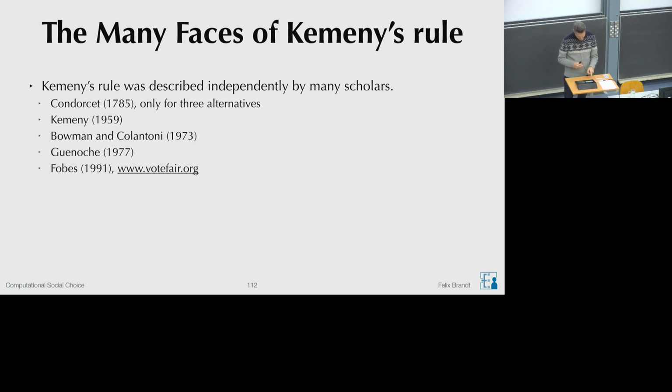One that is a bit amusing is Richard Fobes, the last one on this list here. He invented or reinvented Kemeny's rule in the 90s. This is a hyperlink that you can click on. The website is still running. I just checked yesterday. He called this method the VoteFair method because he wasn't aware of Kemeny's rule. He has written a book about it, and he has videos on his website advocating this rule. He calls it the VoteFair method.